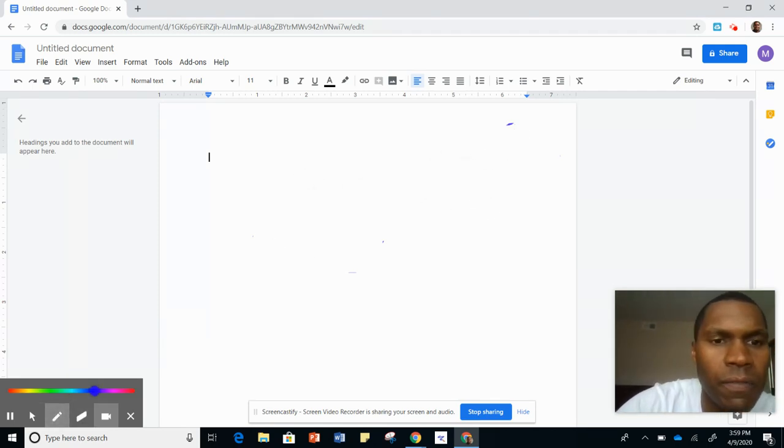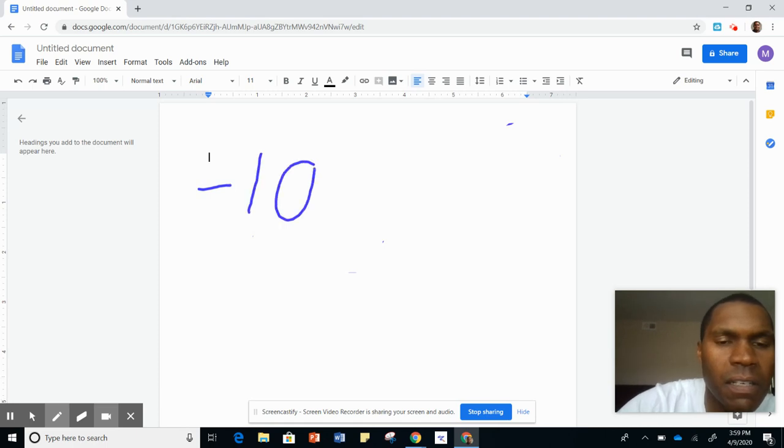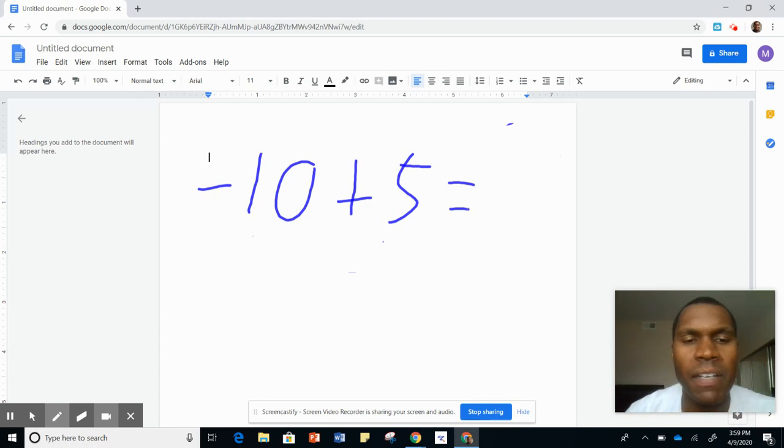All right, so what if you have a negative 10 plus a 5? So we have a negative and a positive. Whenever you have two numbers that have different signs, all you do is you subtract. So you subtract 10 minus 5, which is going to give us 5. And notice you look at the number that has the largest number, and you look at the sign that it has. So what's larger, 10 or 5? 10 is larger, so it has a negative. It's going to be a negative 5.